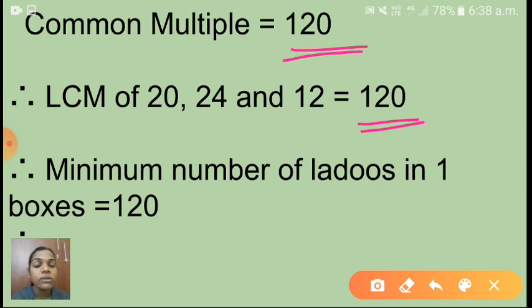Okay, children, 120. So your question is, how many laddus were there in 3 boxes altogether? So one box has 120 laddus, so for 3 boxes we have to find. For that what we have to do? Yes, 120 into 3 or 120 plus 120 plus 120. Anyway, your answer will be the same only. Isn't it, children?